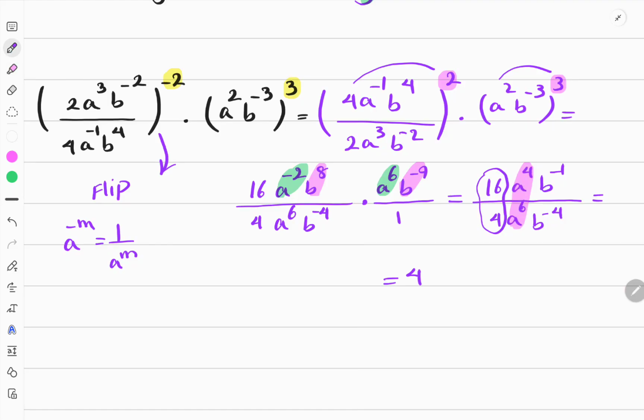A to the power of 4 over a to the power of 6 is a to the power of negative 2, because 4 minus 6 is negative 2. And the last one, b to the power of negative 1 over b to the power of negative 4 is b to the power of 3. Don't forget, there are lots of negative signs, so you can write it in a paper. Negative 1 minus negative 4, which is negative 1 plus 4, and the answer is 3, power 3. Okay, this is the final answer of this question.